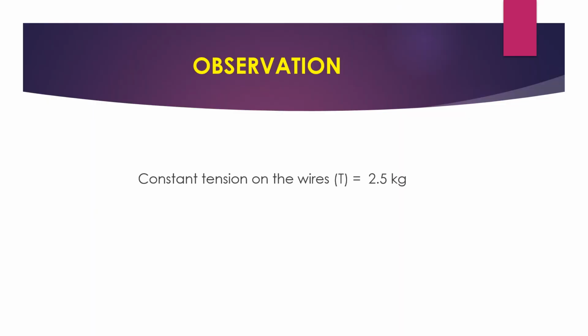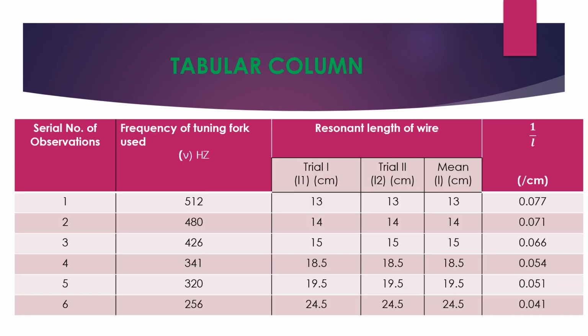Observation. Constant tension on the wires, capital T is equal to 2.5 kg, kept constant throughout the experiment. Tabular column, serial number 1, frequency of the tuning fork, first observation. So throughout all the 2 trials we got 13 centimeter, mean also 13 centimeter, reciprocal of length we are getting 0.077. For 480 Hz we are getting 14 as the resonant length of the wire, and the reciprocal of the length we are getting 0.071.